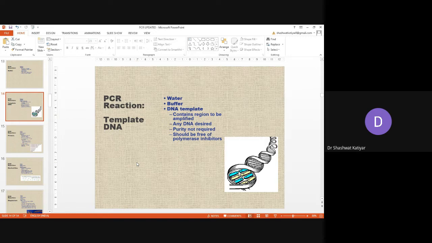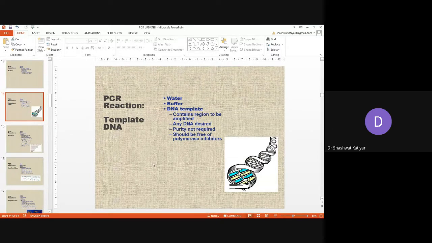But in the sense of PCR, it can amplify a particular large amount of DNA, or it can amplify a whole chromosome, or a large amount of the genome. So any desired DNA can be amplified with the PCR reaction. The purity of that DNA is not required, because for any copy of the gene, whether it is a genome of non-coding sequences or coding sequences, it doesn't matter.